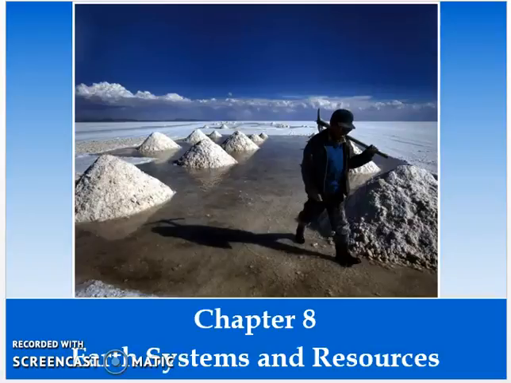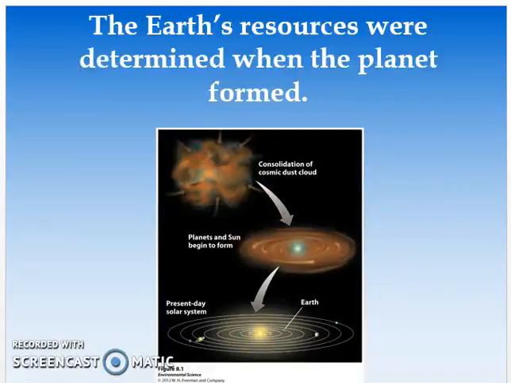Okay, here we go. Earth systems and resources. Make sure you read chapter 8 pretty quick. We're going to run through this, except for soil stuff. We'll be working with soil in the classroom for quite a while, for a few days. Big Bang Theory, Earth's formation.